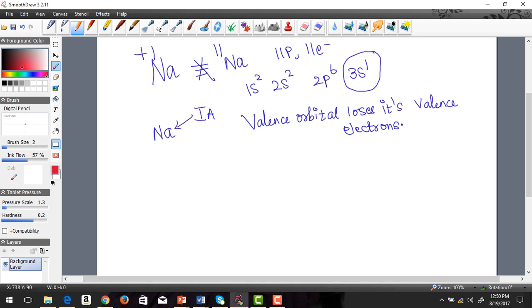So all you've got to do is remove this 1 electron. In other words, just don't write it when you write it back. So sodium plus 1 would be 1s2, 2s2, 2p6. You see? And that means now we only have a total of 10 electrons because we've lost 1. Does that make sense? All right, let's do one more.